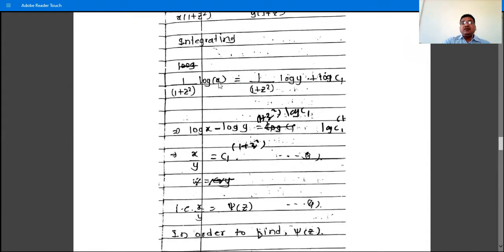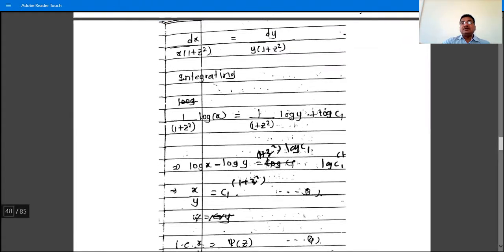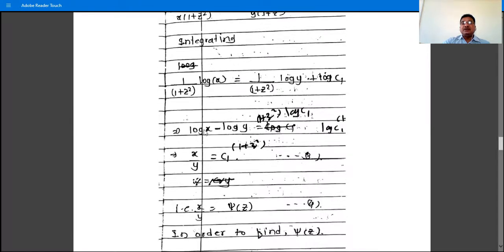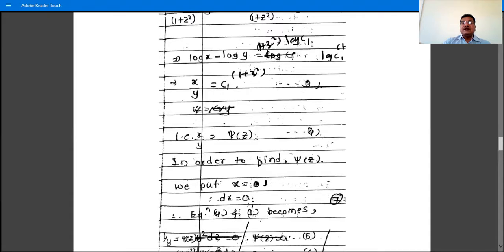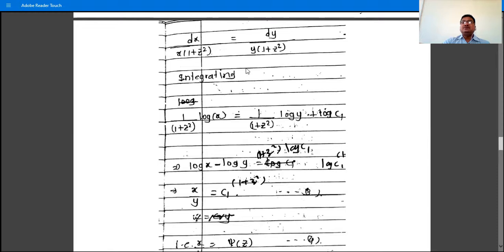Then what do we have? The integration of 1/x is log x, the integration of 1/y is log y, plus a constant of integration. Log x minus log y; this 1 + z² is now shifted to the RHS: (1 + z²) log c₁. Then log x minus log y is log(x/y). Log c₁ times (1 + z²) is log c₁^(1+z²), and then x/y is c₁^(1+z²), and suppose this is another constant ψ(z).